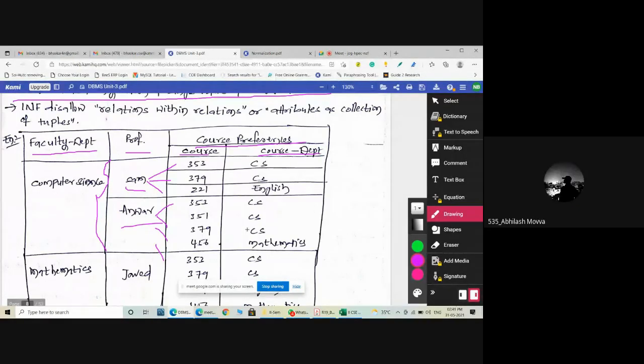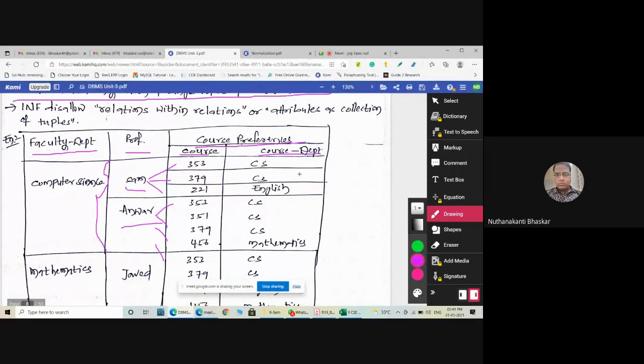First normal form, what should it contain? Exactly, only atomic. First normal form contains only atomic values of all attributes, single-valued attributes. Remaining all we are going to avoid. That you remember. So here there are some multivalued attributes in this relation.